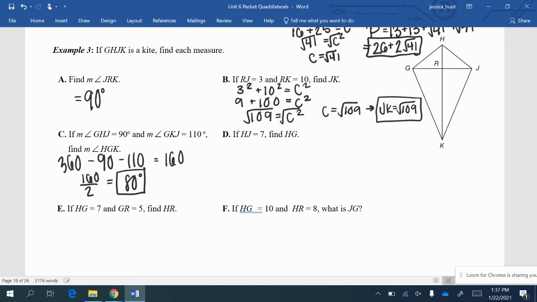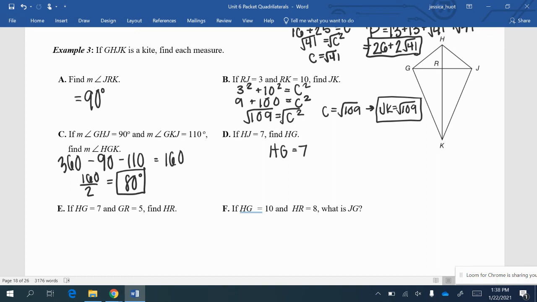Okay, so if HJ right here is 7, find HG. So as we know, we're working with a kite. These two segments are congruent. So HG then will be 7 as well.